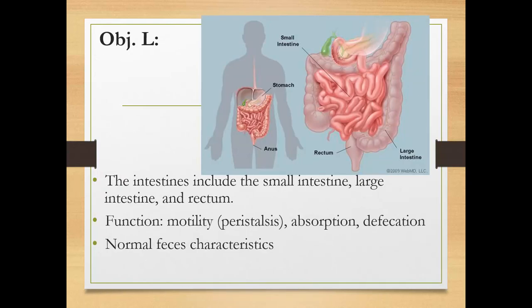So the small intestine, or the small bowel, is about 20 feet long and about an inch in diameter. Its job is to absorb most of the nutrients from what we eat and drink. Velvety tissue lines the small intestine, which is divided into the duodenum, jejunum, and ileum.